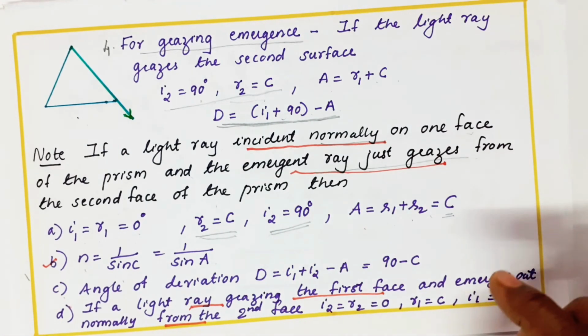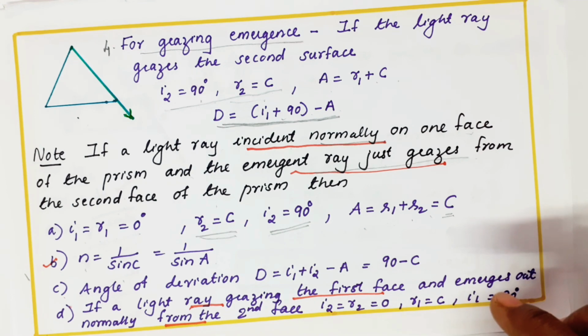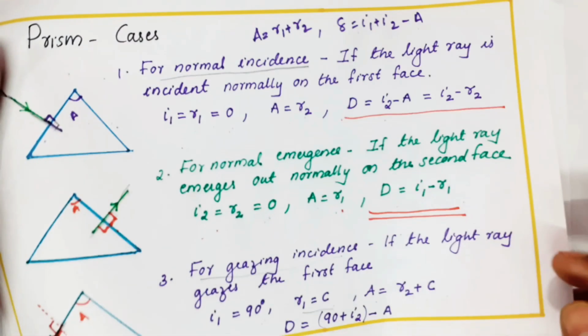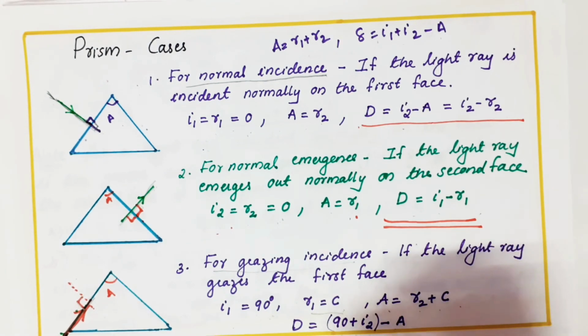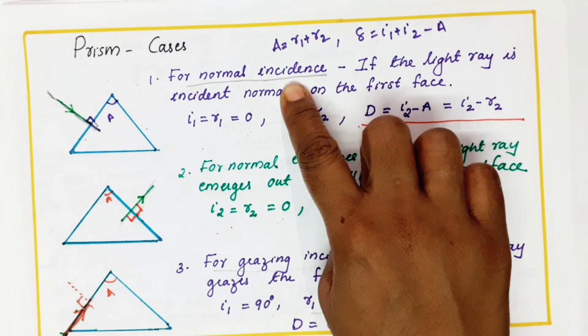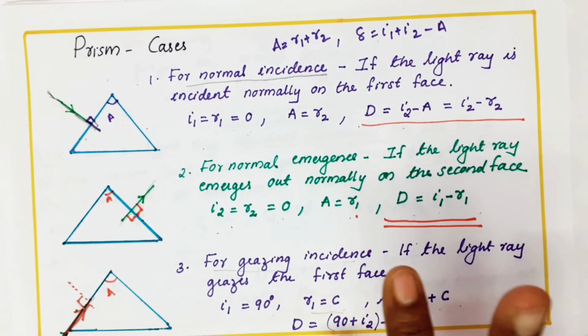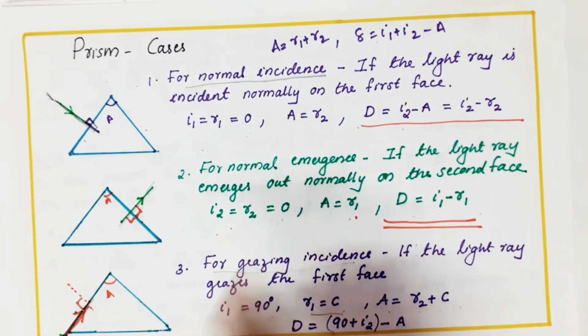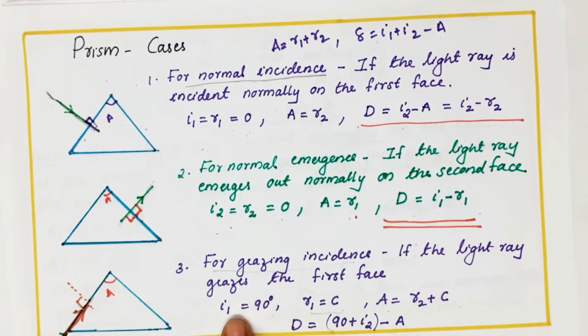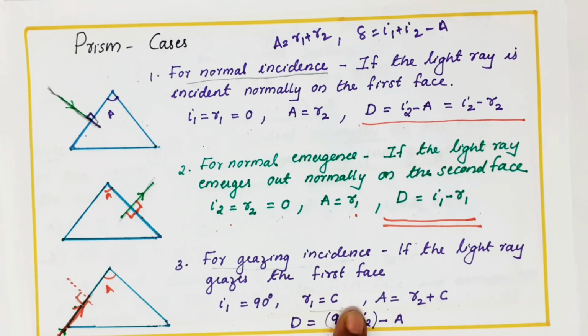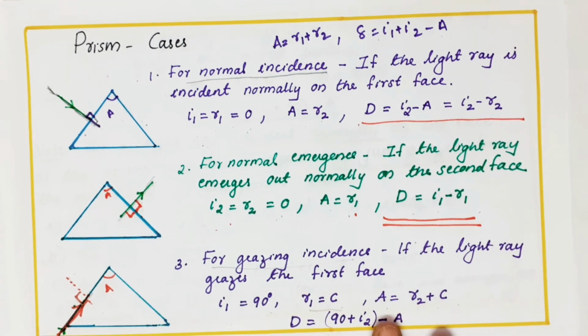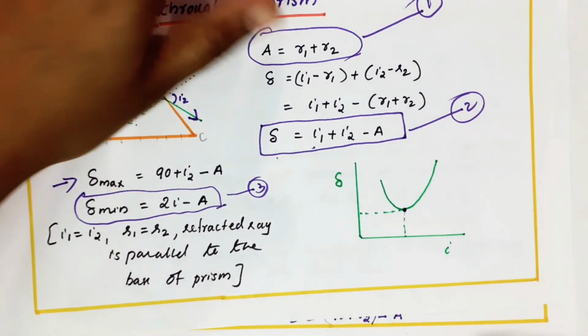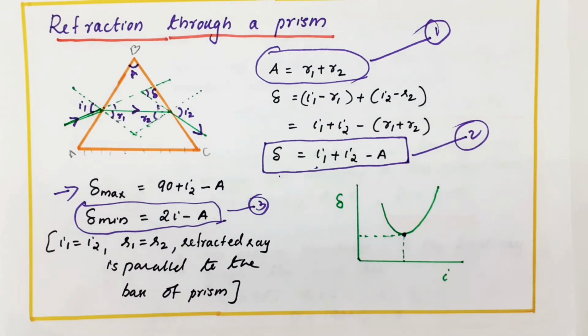And see, I gave the conditions of grazing incidence, grazing emergence, and normal incidence. So remember, normal incidence means normal refraction. That is a very important concept you should have. If I1 equals 0, R1 should be equal to 0. If I2 equals 0, R2 also should be 0. Another condition you should remember is if I1 equals 90, R1 should be C. Just the reverse also. So these types of hints you have to remember for solving questions on refraction through a prism. Okay, so these types of questions they can ask for JEE and other competitive exams.